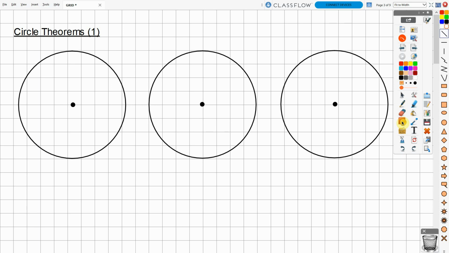There are 7 circle theorems that you need to know. Some of them are pretty straightforward, others a bit more complicated. In this video we look at the first 3.